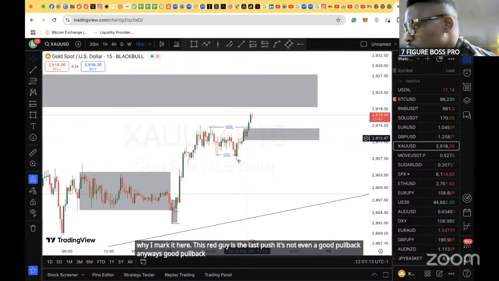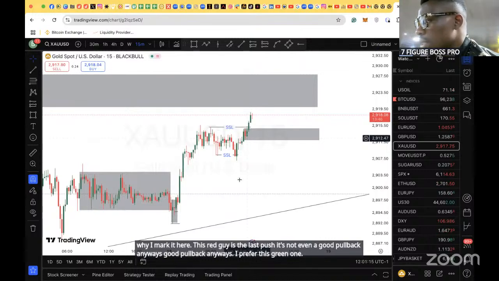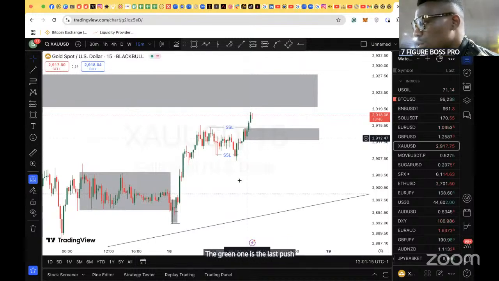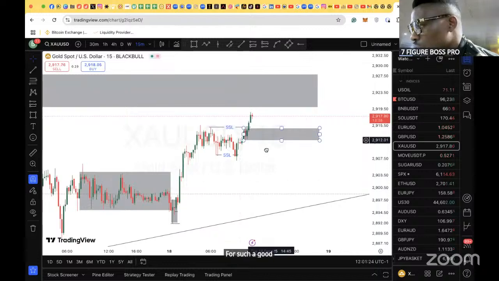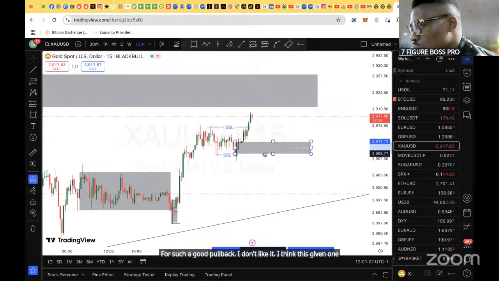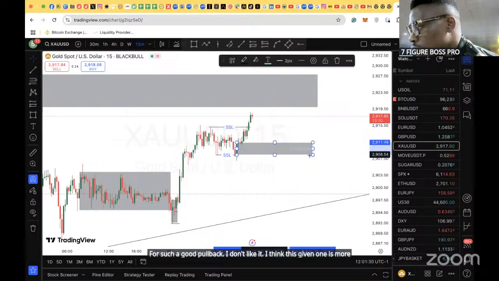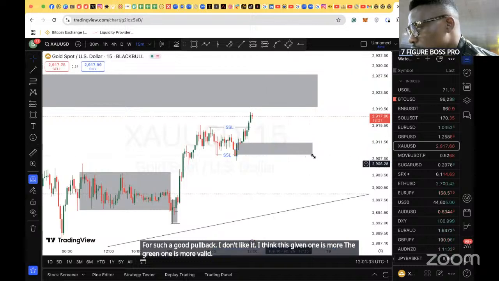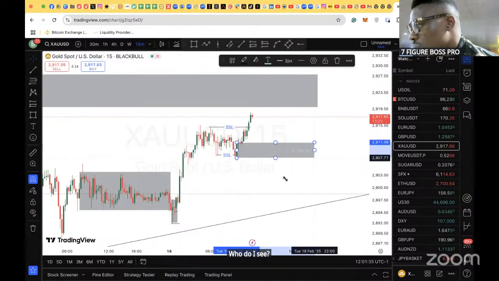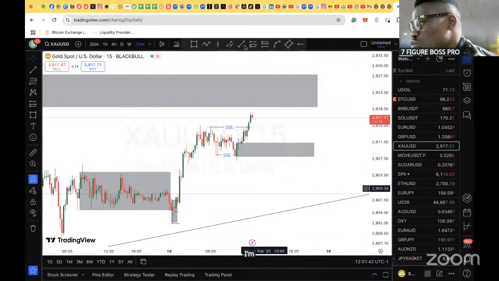I prefer this green one. The green one is the last push responsible for it. It's not a good pullback. I don't like it. I think this green one is more valid from the way I see it. So if we must go up for 230, I'm expecting price to start from here.